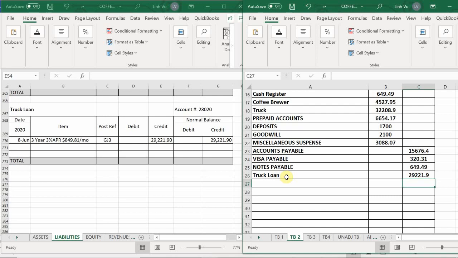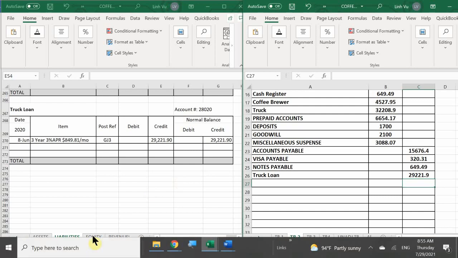Yes, I can see the difference now. Yeah, because the truck is actually worth $32,000, but we made a down payment, so we own at least $3,000 worth of the truck. And now we owe the bank $29,000 because we borrowed a loan to buy the truck. Okay, so there we go. Now we finished our liabilities.